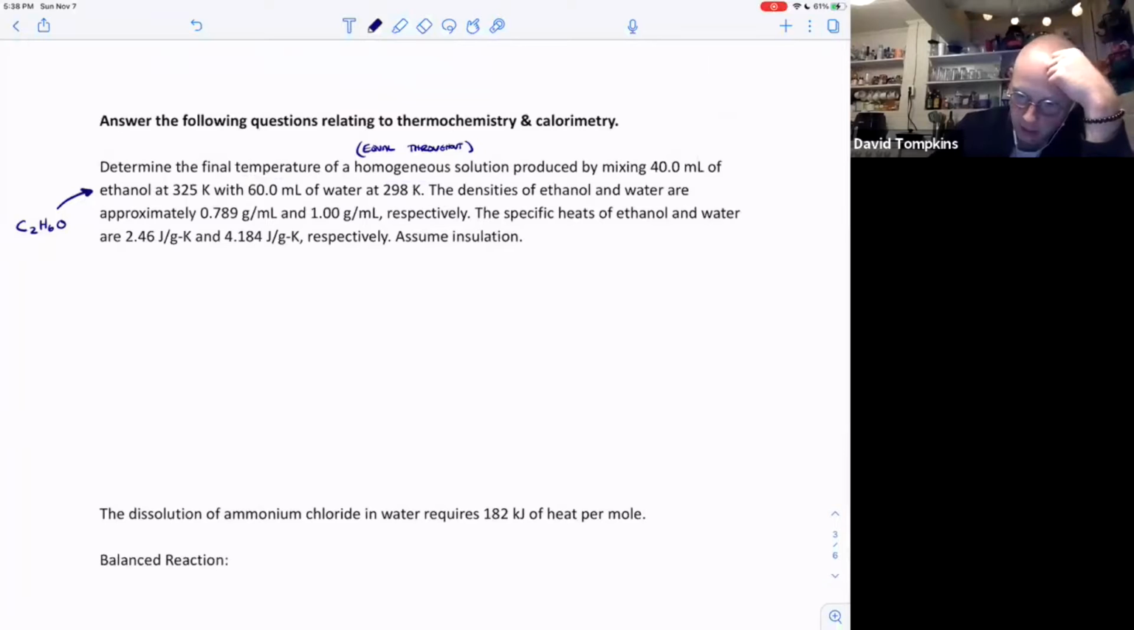Now, the ethanol is initially pretty hot. It's at 325 Kelvin, and water is at 298. You're given the densities of ethanol and water at these temperatures, or approximately. Ethanol is less dense than water. You're also given the specific heats of ethanol and water.